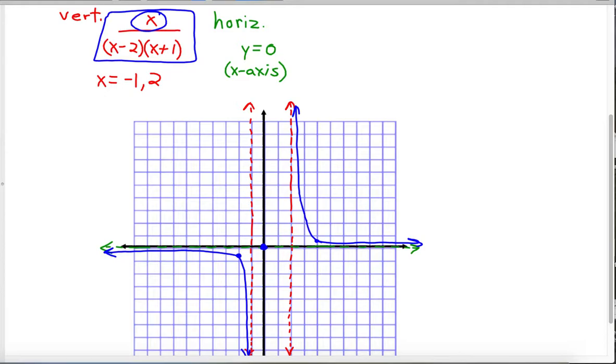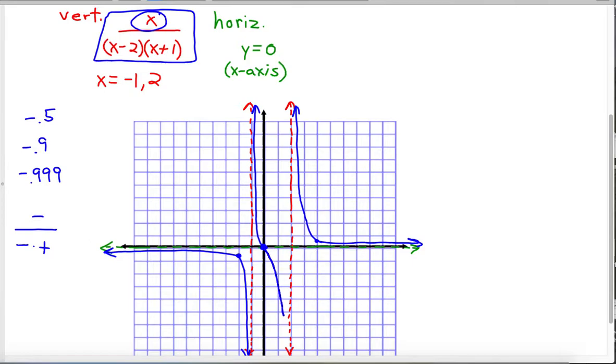Okay, so what happens as we get close to -1 from the right, meaning a little bigger than -1? So values like -0.5, and then maybe -0.9, and then -0.999, for example. So what happens when I plug those numbers in? Well, my numerator is going to be negative, and my denominator, I'm going to have a negative number minus 2 is another negative number, and then -0.999 plus 1 is a positive number. So a negative divided by a negative is a positive. So that tells me that as I get close to x equals -1 from the right side, my graph is going to positive infinity.